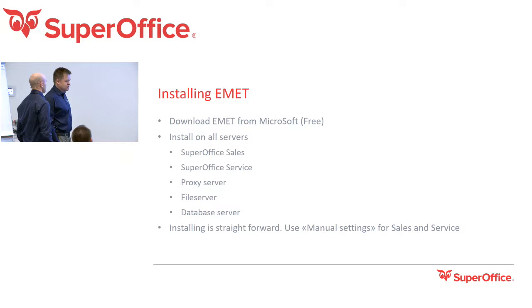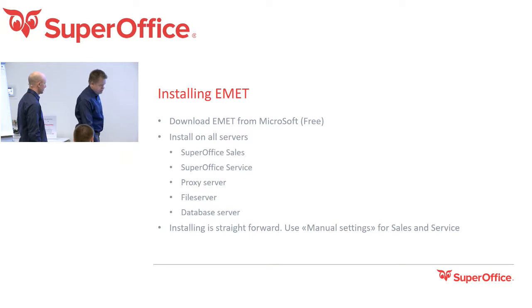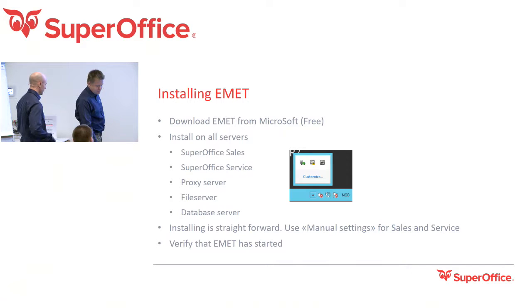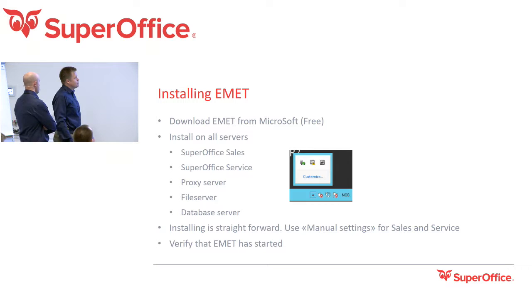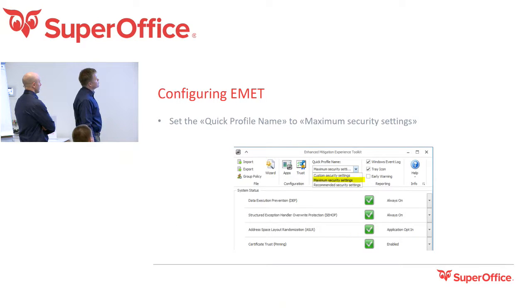Install this on all servers. When you install it on the sales and service servers, you should go for manual setting in the last step, because we will provide you with the configuration to be used. But for the other servers, just go for automatic setup. When it's installed, you should see in the tray app area that little icon on the right. That means EMET is installed and working, and you can open it from there.